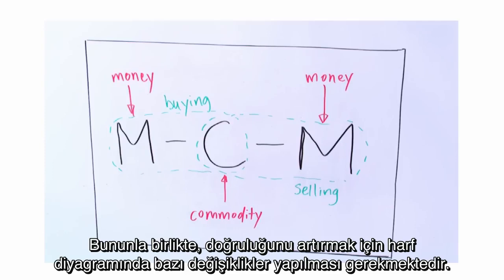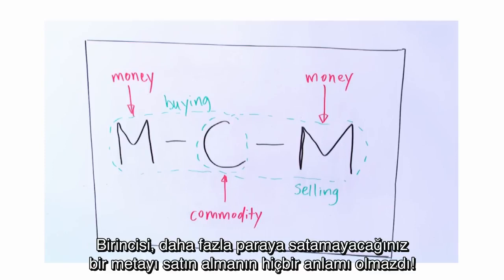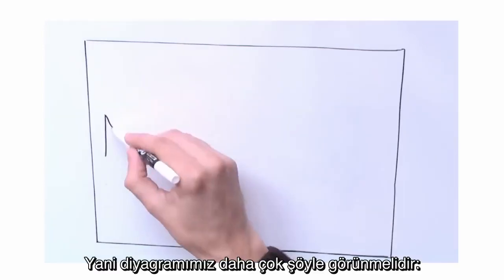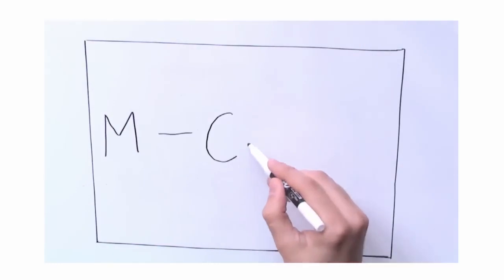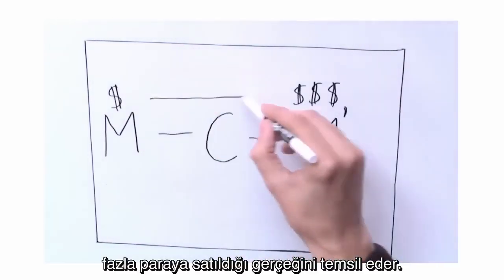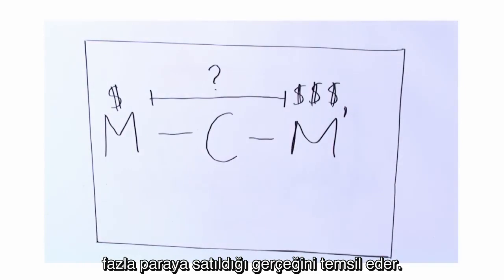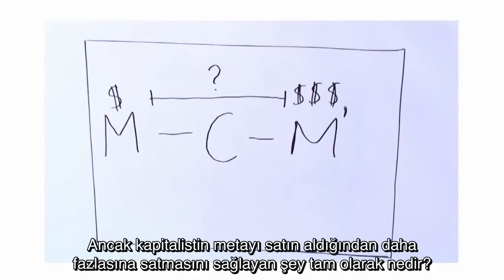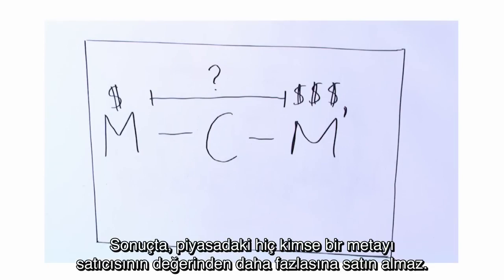However, some tweaks need to be made to the letter diagram to improve its accuracy. For one, there would be no point in buying a commodity if you couldn't sell it for more money. So our diagram should look more like this. M prime, as it were, represents the fact that the commodity was sold for more money than it was bought for. But what exactly allows the capitalist to sell the commodity for more than he or she bought it for? After all, nobody on the market would buy a commodity for more than it was worth to the seller.